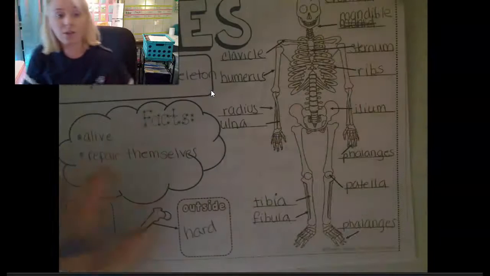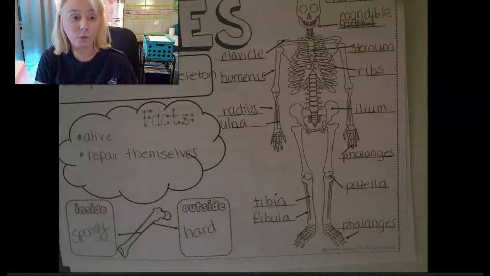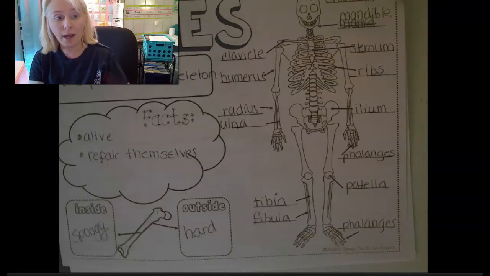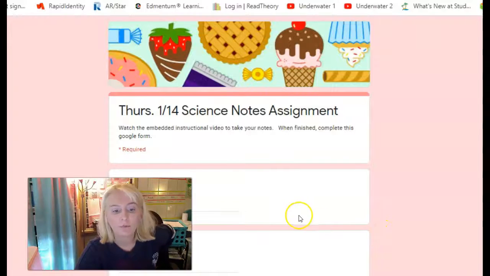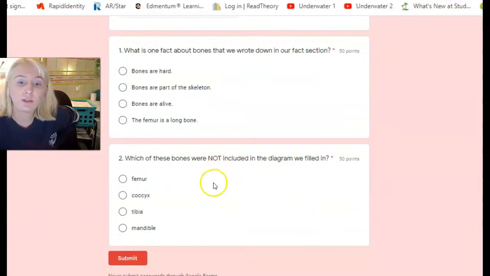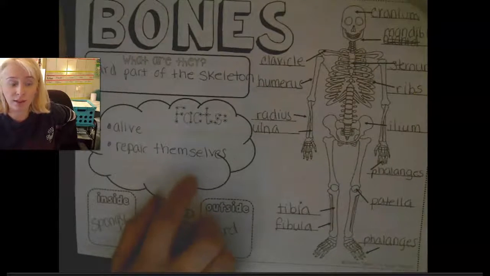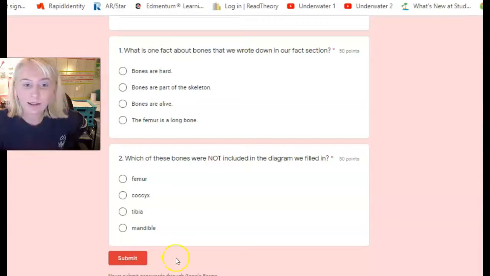All right, so that's our notes for today, and we're going to get ready to move on to the Google form, which is asking questions about what we learned today. Okay, for the assignment, this is just a quick check to make sure that you did what we needed to today. So it wants to know, what is one fact about bones that we wrote down in our fact section? And of course, that is this right here, where we wrote these 2 things down. So we have a list of 4 things. Only one of those things did we write down.